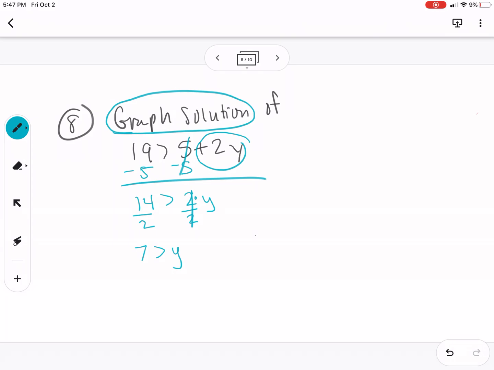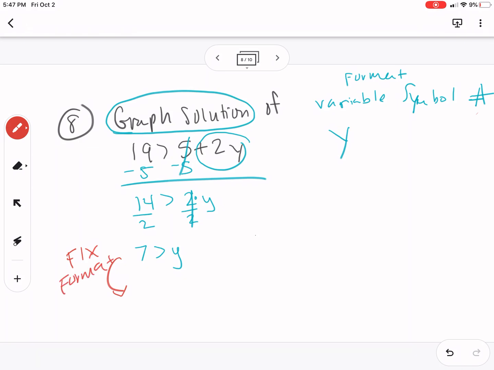Remember though, before you graph, before you box your final answer, your variable needs to be in front. The proper format is to have your variable, then your symbol, then your number. So we want to have the y first. So when that happens, you're going to have to reverse everything. So I'm going to fix my format. And when I do that, this actually flips and becomes y is less than 7. So here our final answer is y is less than 7.